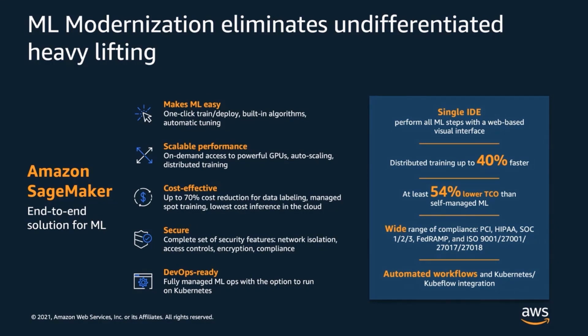And as I mentioned earlier, we continue to innovate and continue to deliver new services for SageMaker, such as SageMaker Pipelines and other features that are DevOps ready. This is all to help our customers provide a platform that really allows them to modernize their machine learning capabilities, while at the same time reducing their top cost structure and their total cost of ownership versus developing their own self-managed ML in the cloud with a wide range of compliances and automated workflows.